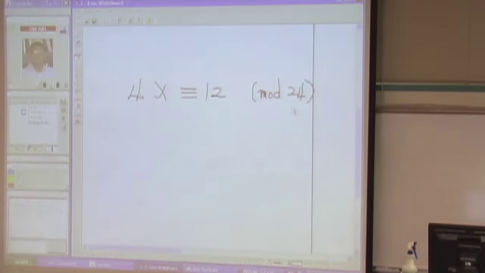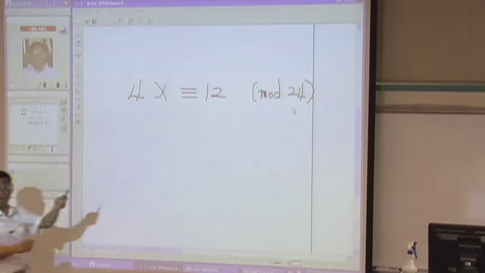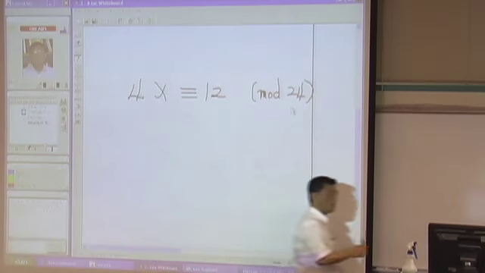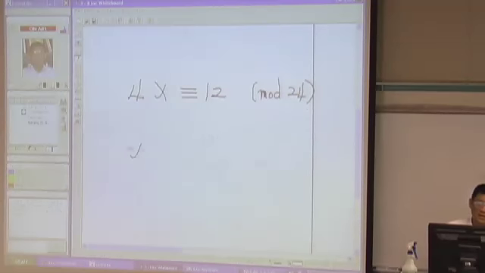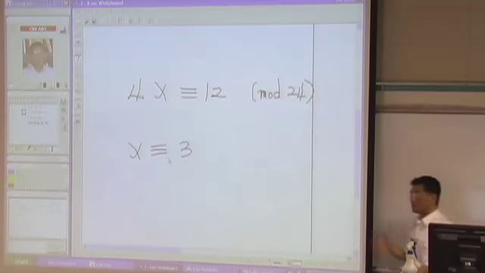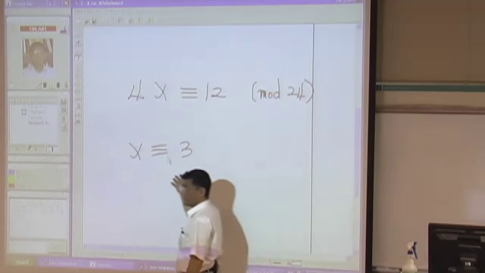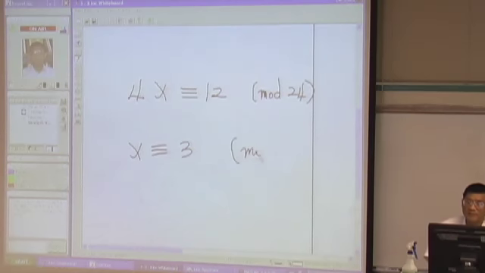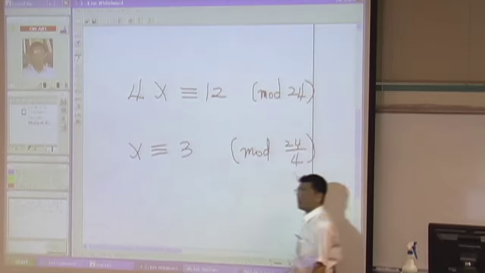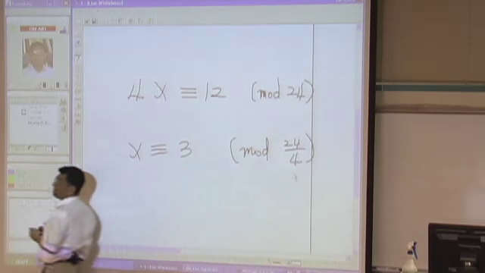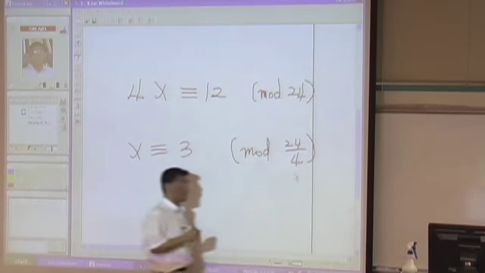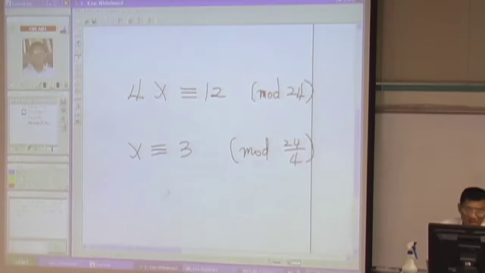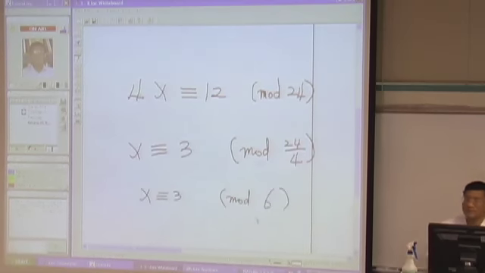The key is the cancellation law. You see 4 and 4, so I can cancel out 4, then I can say x is 3. Is this correct? It's not enough. Why not? Because we need mod 24 divided by G. G happens to be 4. Because of this, the solution is this: x should be congruent to 3 mod 6.